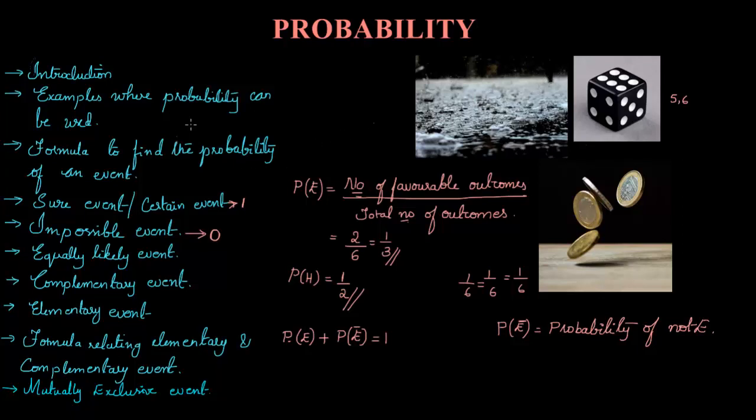So this is the introduction of probability. All these things you must know to handle problems related to probability. You need to know the formula, and you need to know what a sure event, impossible event, equally likely event, complementary event and mutually exclusive event are. You must know all of these terms when you are working on probability problems. So that's it for now.